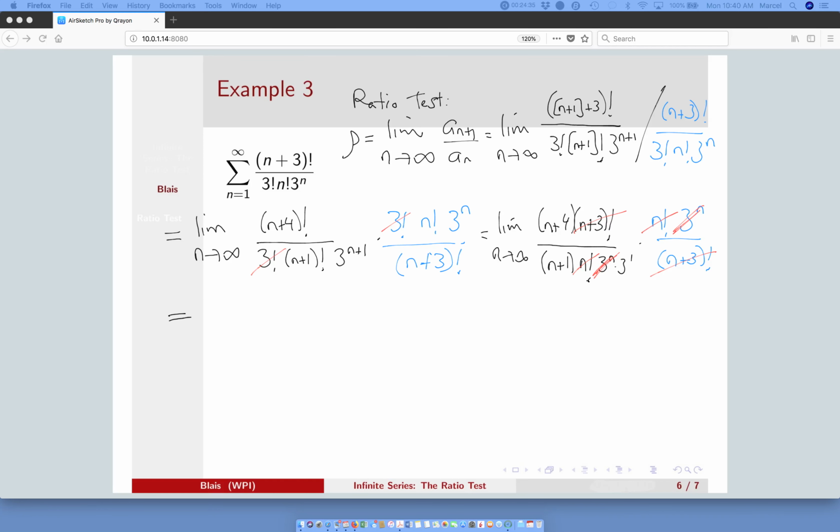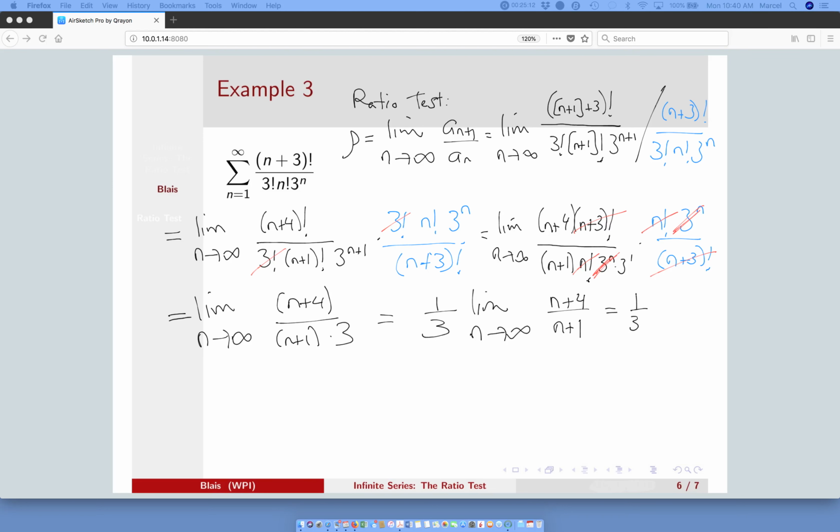And all that remains, limit as n goes to infinity, and n plus 4 survives in the top, and n plus 1 survives in the bottom, and the 3 to the 1 term also survives. So we can bring that 3 out front. This is 1/3 times the limit as n goes to infinity of n plus 4 over n plus 1. And we know that limit will be 1.